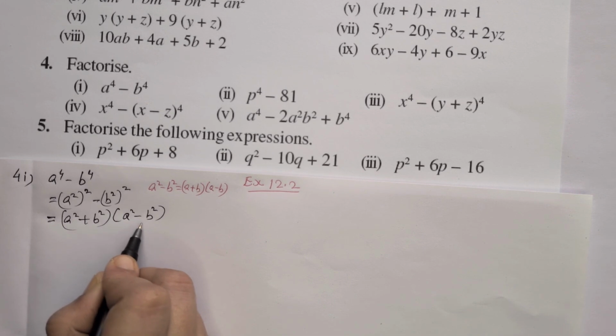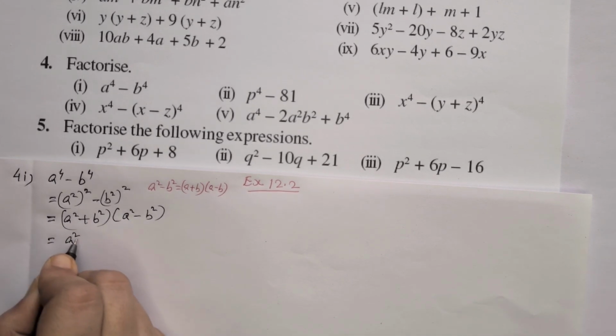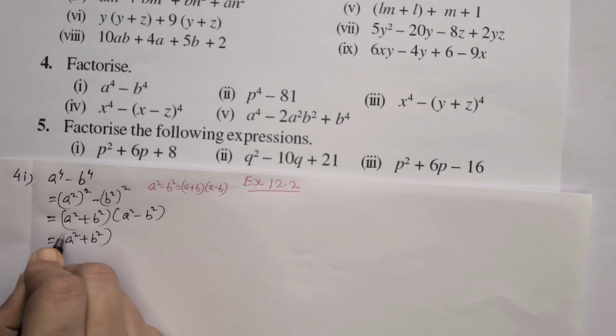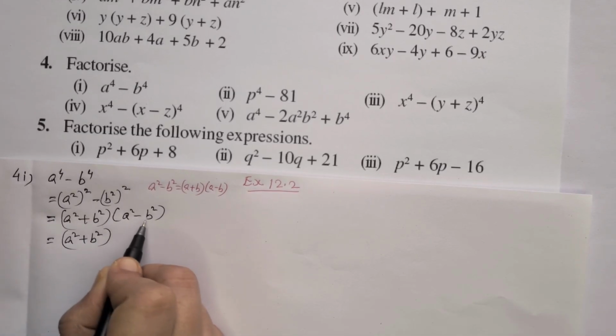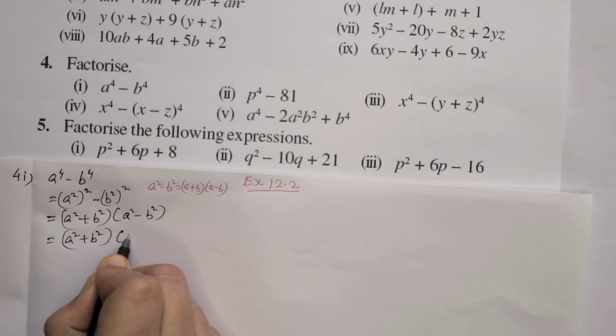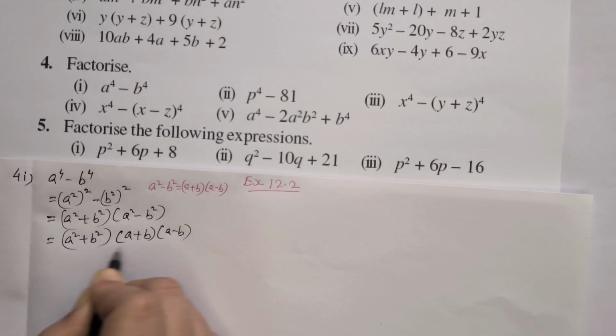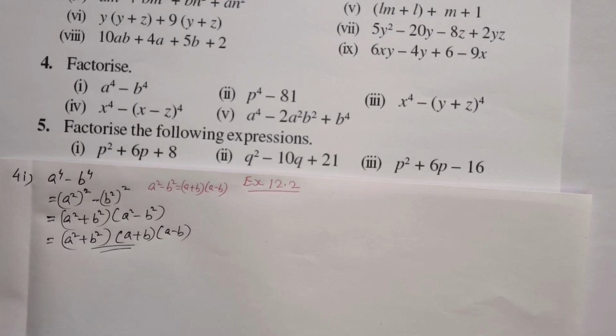Here this we can apply once more the same rule, which is equal to a square plus b square, same as that. Second bracket we are applying the same identity once more. A square minus b square, which is a plus b into a minus b. So the answer we are getting is a minus b into a plus b into a square plus b square, 3 terms.